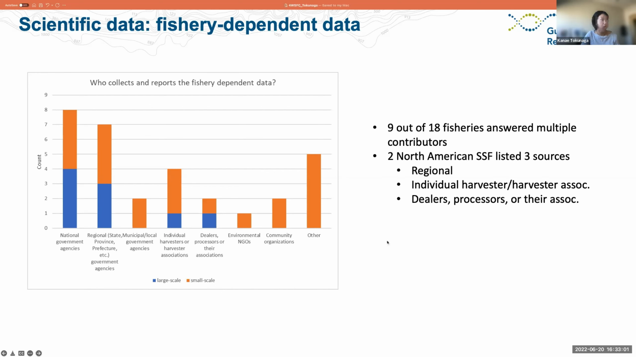But we also asked who collects and reports fishery-dependent data, because it's important for the process of participatory and adaptive governance. And we found that 9 out of 18 fisheries had multiple contributors. For the North American small-scale fisheries, regional government, individual harvesters and harvester associations, as well as dealers, processors, or their associations are the contributors of this type of knowledge.